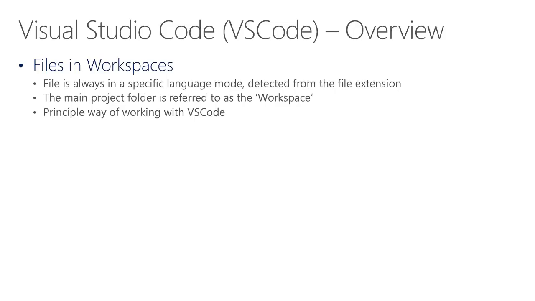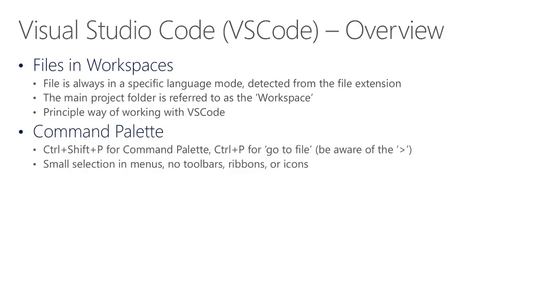The main project folder is referred to as the workspace. So the workspace with the files is the principal way of working with VS Code. You can look at the Explorer section in Visual Studio Code, and you can have Windows Explorer right next to it. When you create a new object in VS Code, you will see the file show up, and vice versa. So you can create a new file in Windows Explorer and you can see it appear in VS Code automatically.